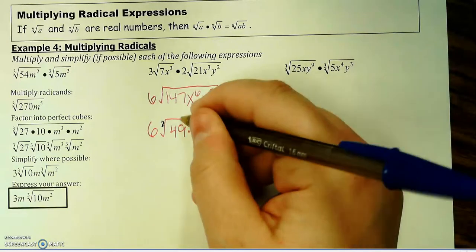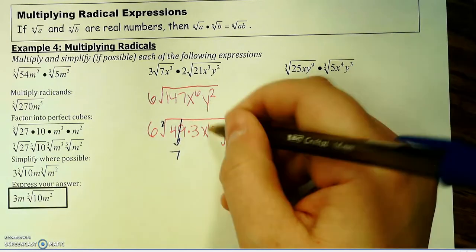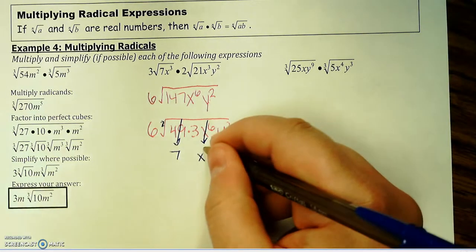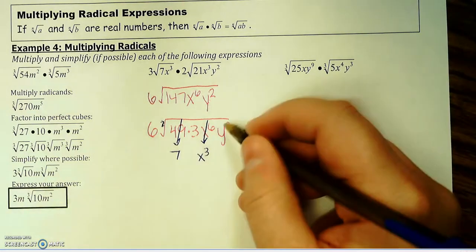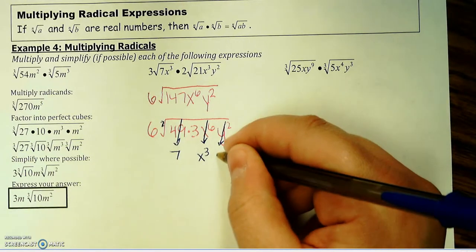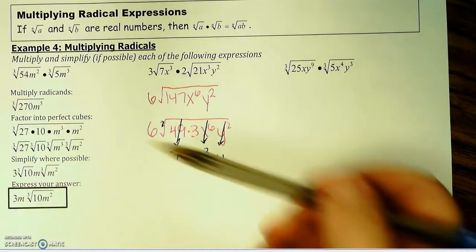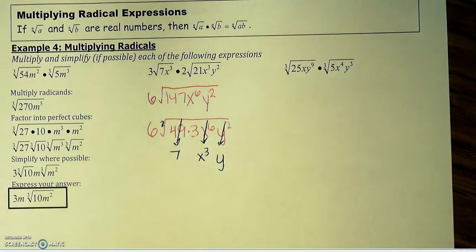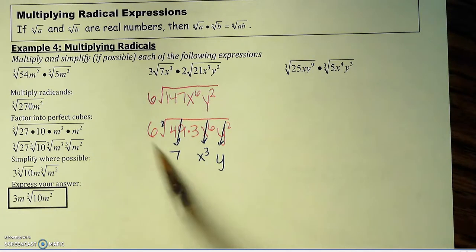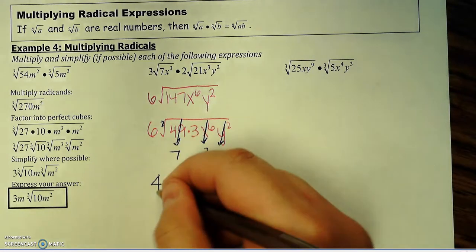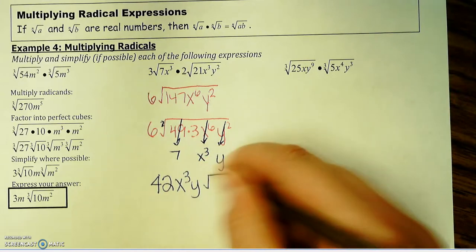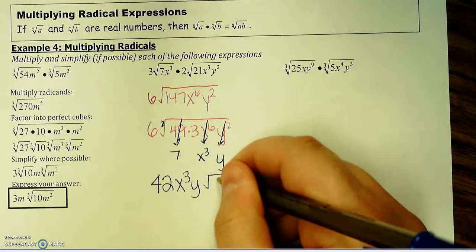Okay, square root of 49 is 7. Square root of x to the 6th, we're going to divide the exponent by the root. That'll pull out as an x to the third. Same thing here, divide the exponent by the root. So this will just be plain y. Now, anything you pull out in front, you're going to multiply together. Since there was a 6 already here, I'm going to multiply 6 times 7. So 42, and then x cubed y, and then still stuck under the square root here is the 3.